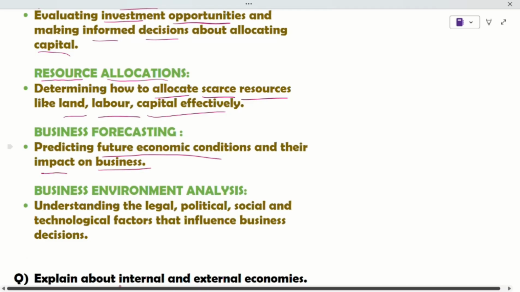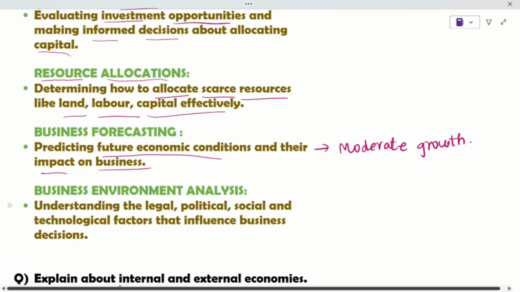Business environment analysis. Understanding the legal, political, social, and technological factors that influence business decisions. Okay, these are the important things which we use in business economics. Regarding this, scope and nature are important. And here, economic conditions, which moderate growth, are very important.